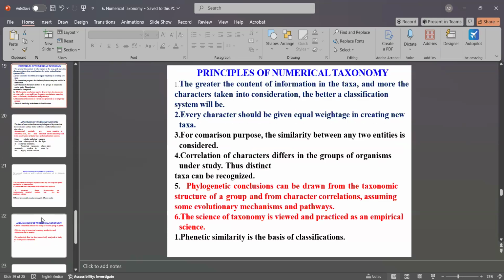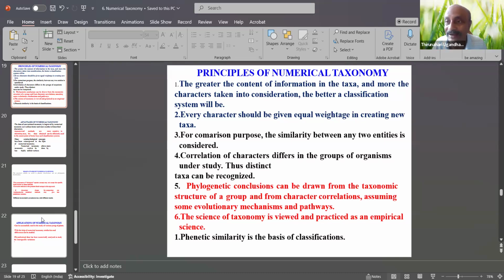So these are majorly the six major principles of classification based on the numerical level, which means quantitatively, not qualitatively. Quantitatively means the weightage, the size, the shape, the number, also called ranks. The first one is the greater content of information of type one.